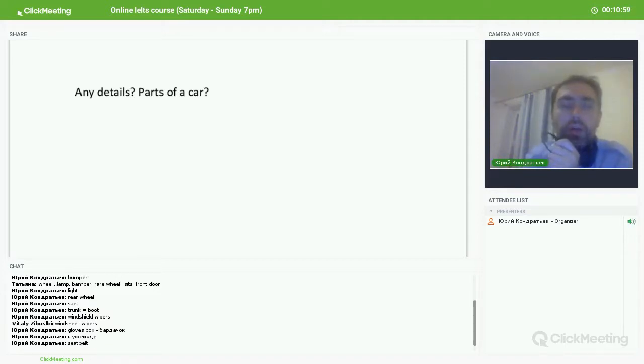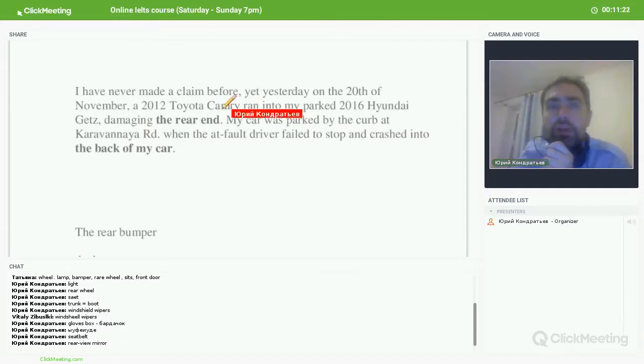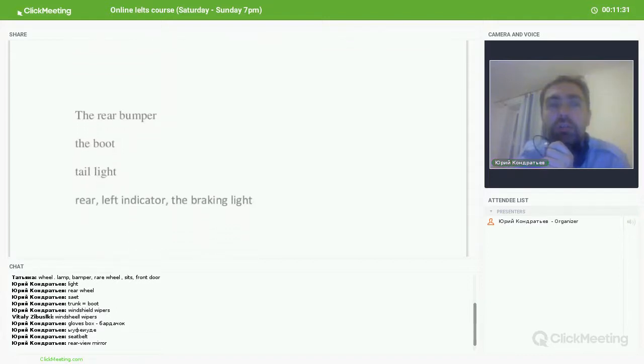Then you can also say rear view mirror. This is where the driver can see what's happening behind him. Okay, rear view mirror. What else? Well, wheels, we have mentioned this. Okay, that will be enough. So what I suggest adding here is, you can see that damaging the rear end and crashed into the back of my car. So what you can add here is the rear bumper, the boot, tail light. You can say that it was broken. Yes, it's easy. Tail light, rear left indicator, or the braking light.